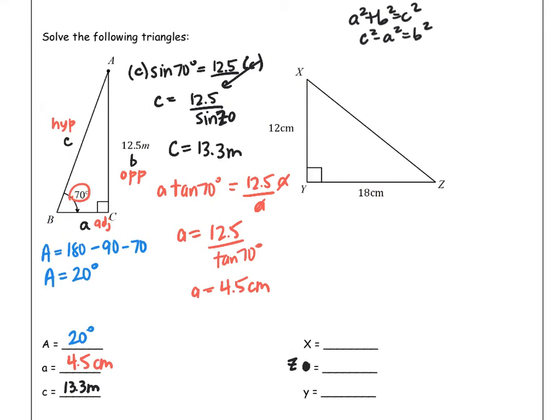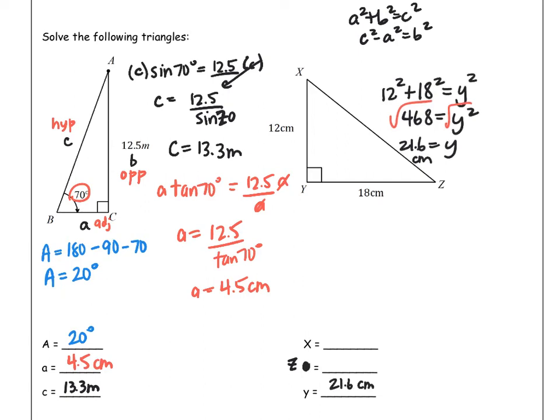So I will say that 12 squared plus 18 squared is equal to y squared. That comes to 468. And then I know that I need to square root on my calculator to get my answer of 21.6. Okay, I don't know if I'm right, but I know that I'm reasonable because I know that the hypotenuse has to be the longest side in a triangle.